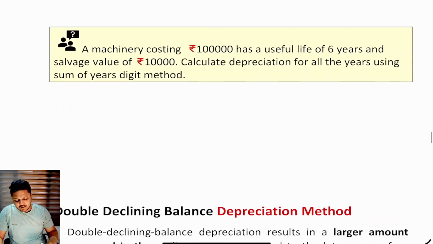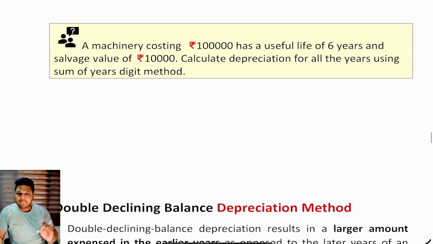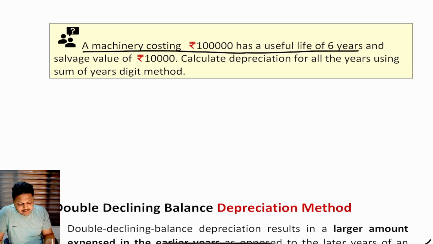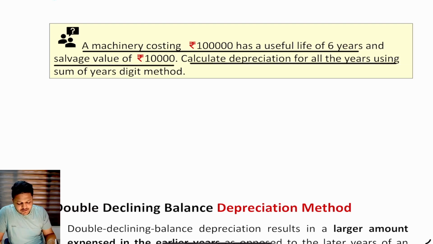Now let's have a look at the question. Let's directly jump to the question; you can easily solve it. A machinery costing rupees 1 lakh has a useful life of 6 years. Salvage value is given to be 10,000. Calculate the depreciation for all the years using the sum of years digit method. Now, whenever the residual value is given, you have to subtract the value from the book value so that you can calculate the depreciation.